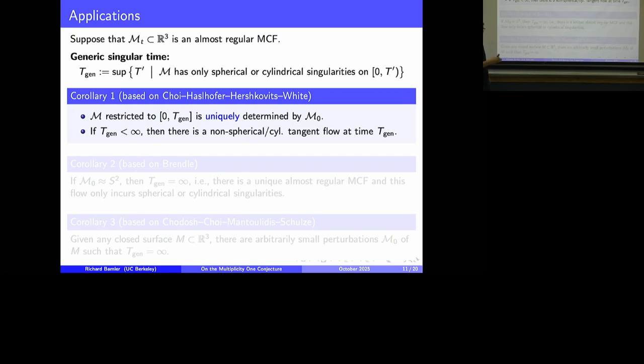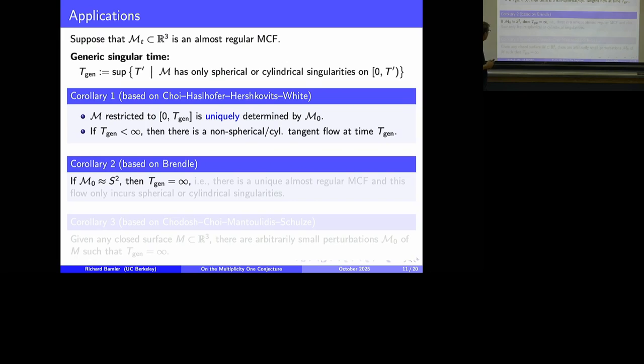So if you're flowing through these cylindrical and spherical singularities, there's only one way of resolving them, and that makes sense. Okay? And if T-gen is finite, then there has to be a non-spherical or non-cylindrical singularity at that time that's somehow responsible, that may then be responsible for non-uniqueness.